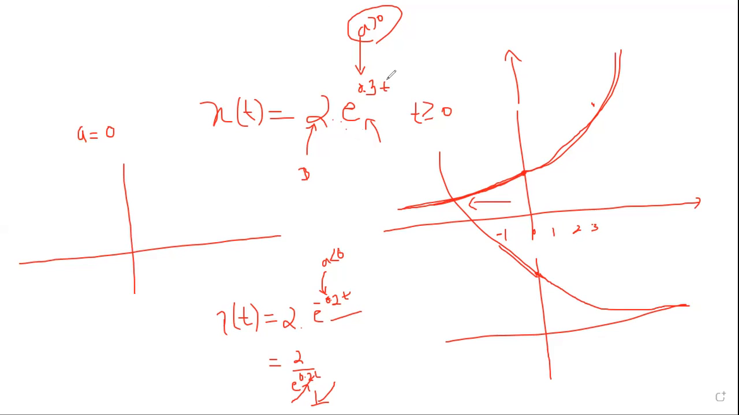It's a constant, right? 2 into e to the power 0 into anything, it's going to be 1 only. So we are going to get a straight line whose amplitude will be equal to b, on left side also, on right side also. Okay, so that was about the exponential.